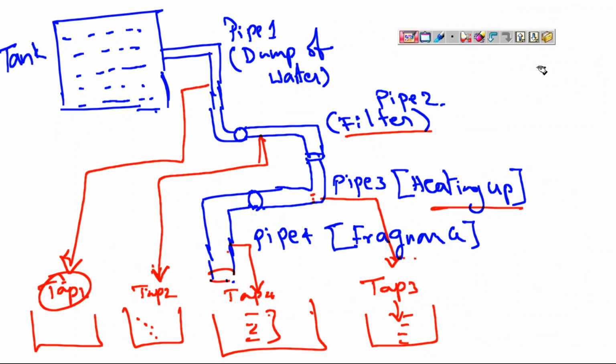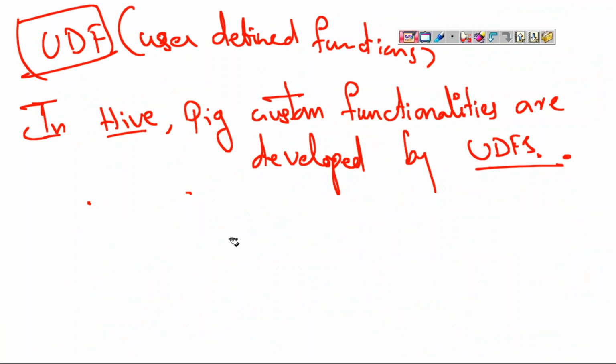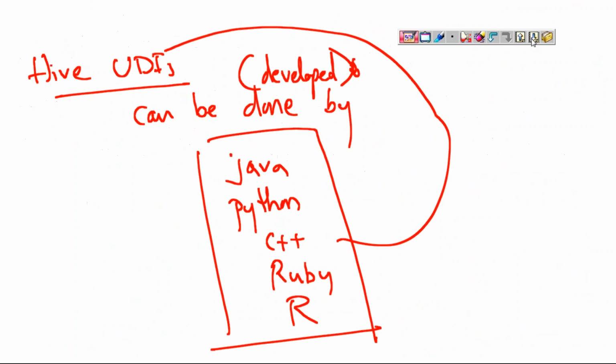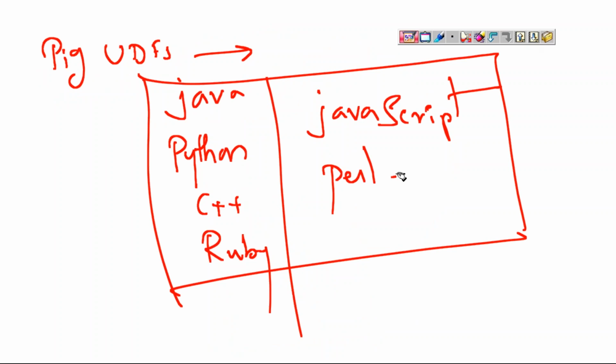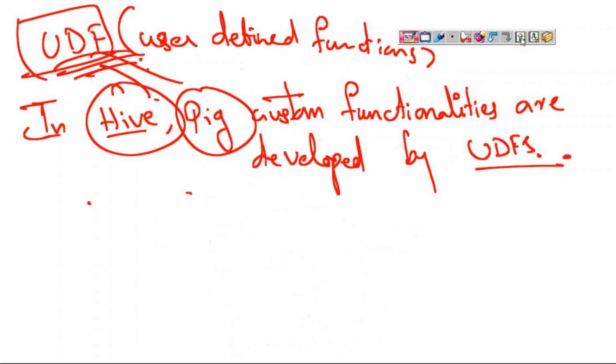But in Hive or Pig, some functionalities are not possible for me. To develop those custom functionalities, we have the concept called UDFs. In both Hive and Pig, we can take help of these UDFs. Hive UDFs can be developed in Java, Python, C++, Ruby, or such languages. And in Pig, the first four languages are common, in addition to that JavaScript and also Parallel.